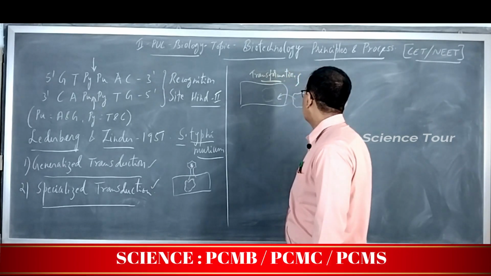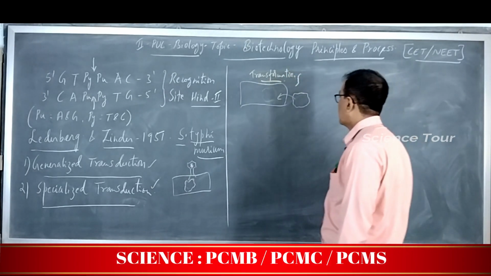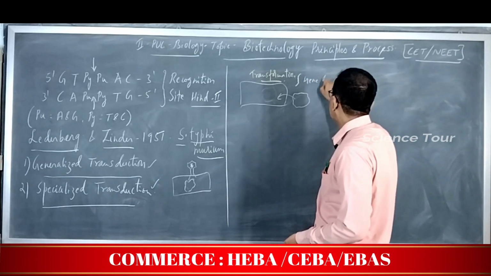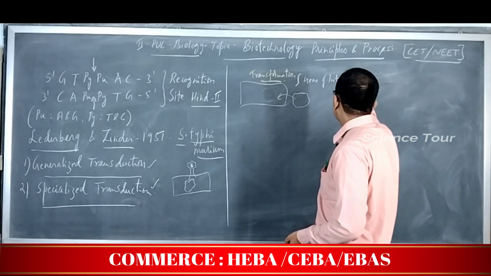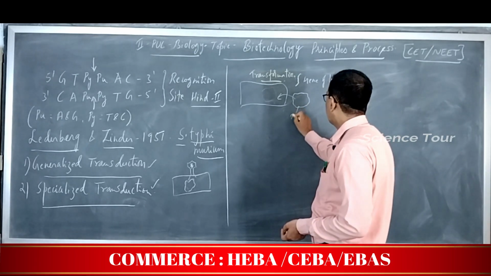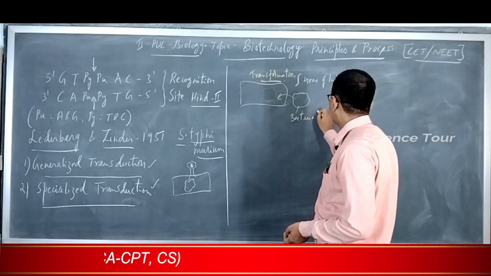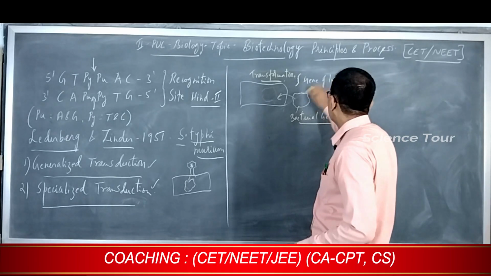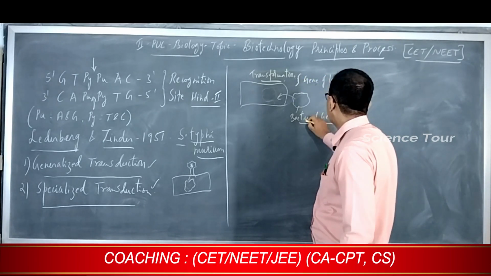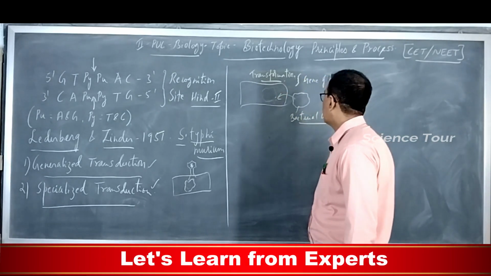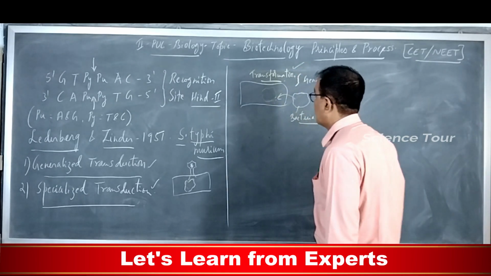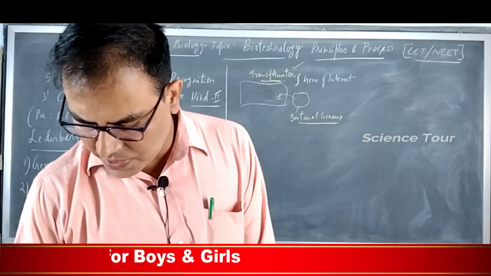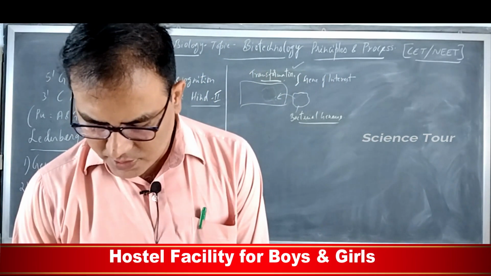A transformation occurs in the bacterial cell. So this is the gene of interest and this is the bacterial genome. You introduce the gene of interest into the bacterial genome, then transfer it to the bacterial cell and the transformation takes place. So that is about question number 3. Let's move to question number 4.